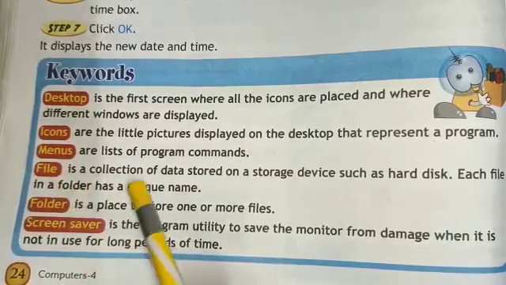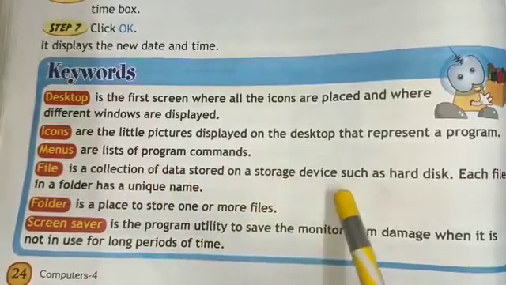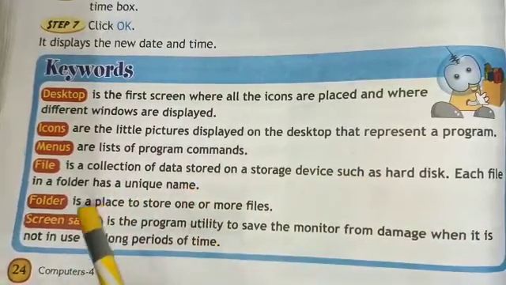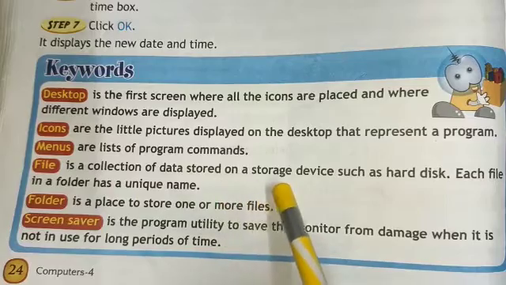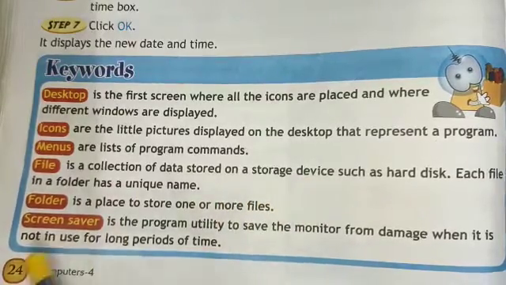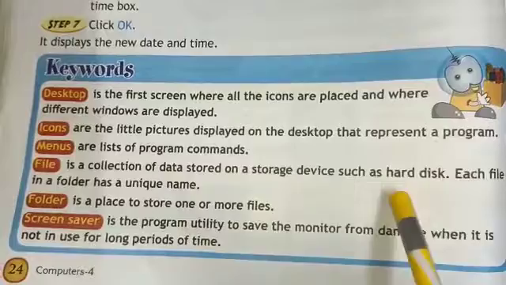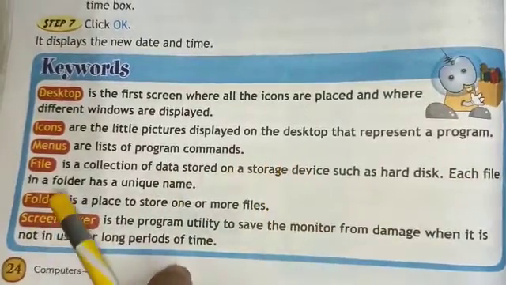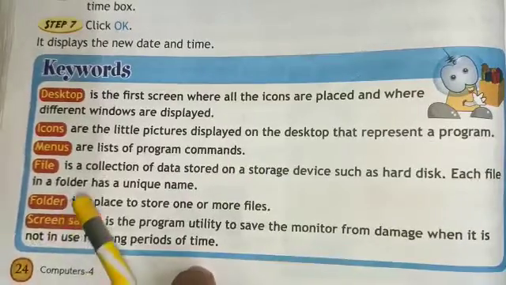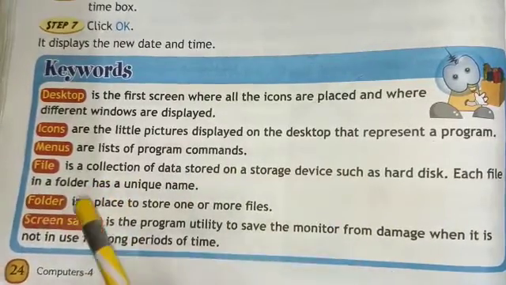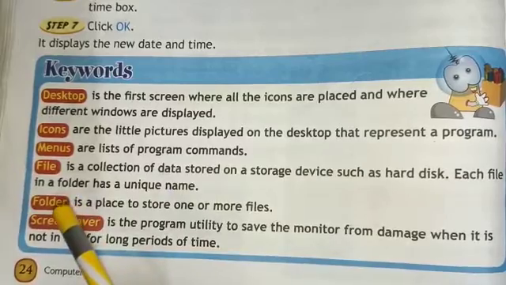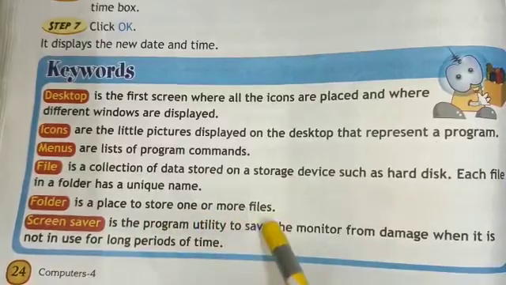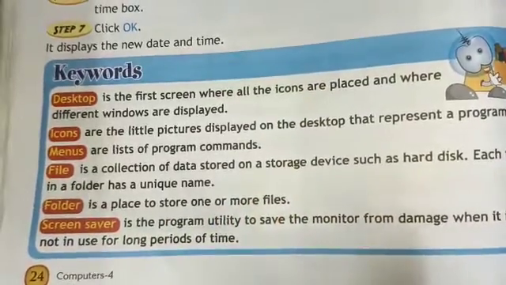File is a collection of data stored on a storage device such as hard disks. Each file in a folder has a unique name. Inside a folder, each file should have a unique name. Folder is a place to store one or more files.